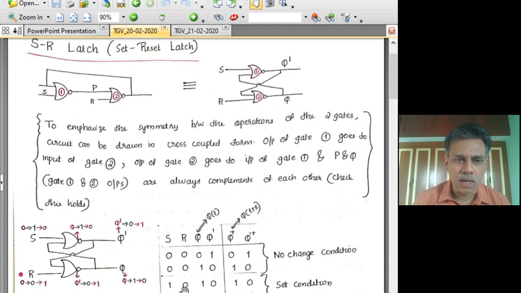When S equal to 1, R equal to 0, it is a set condition. When S equal to 1, it will have a 1 before the bubble and a 0 after the bubble. Q dash is forced to be 0, and Q dash being 0 as well as R being 0 will make a 0 before the bubble and a 1 after the bubble, that is, Q is forced to 1. This is the set condition.